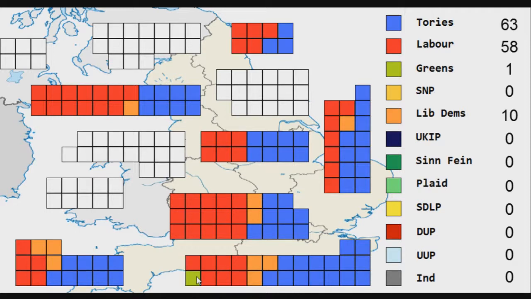And once again, this system is better for parties like the Lib Dems, which are spread thin around the country. The Greens are also spread thin around the country, but only managed to have a significant amount of votes in one seat. Or, what was I going to say?